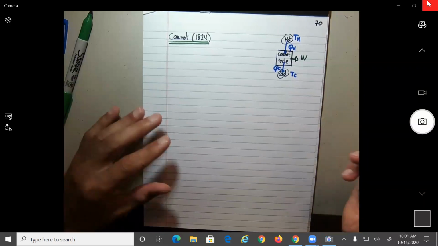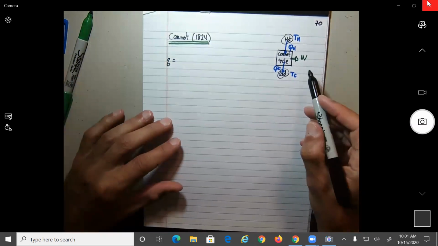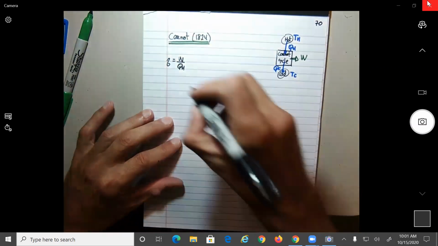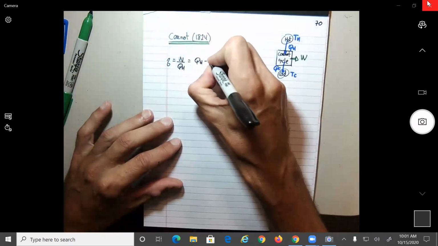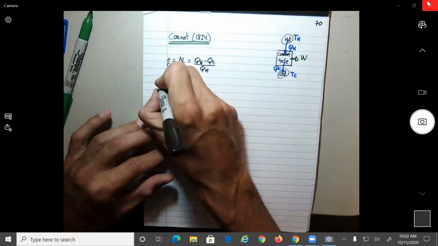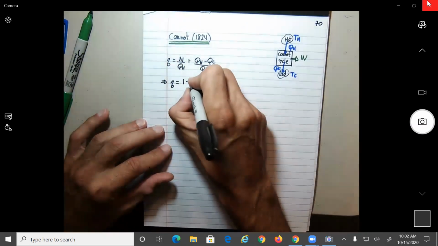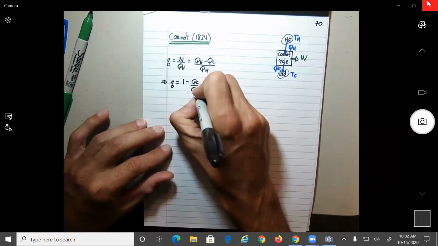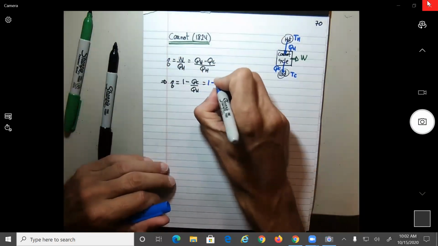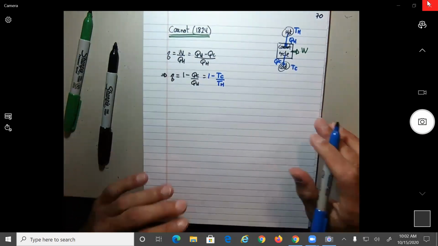Okay, so what he did is just this. He said the efficiency here, I'm going to redo it again, is equal to what? Whatever you get out divided by whatever you put in. So this is equal to Q hot minus Q cold divided by Q hot. Now we just rewrite the same equation as before. This is equal to 1 minus Q cold over Q hot. But now this is also equal to 1 minus T cold over T hot.